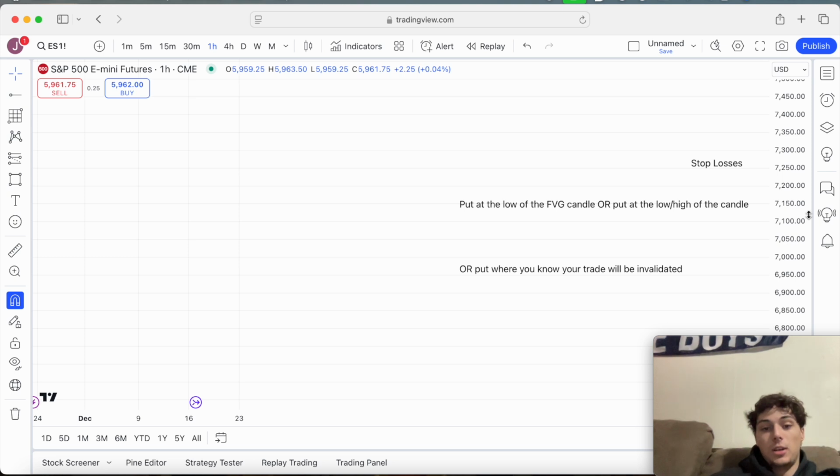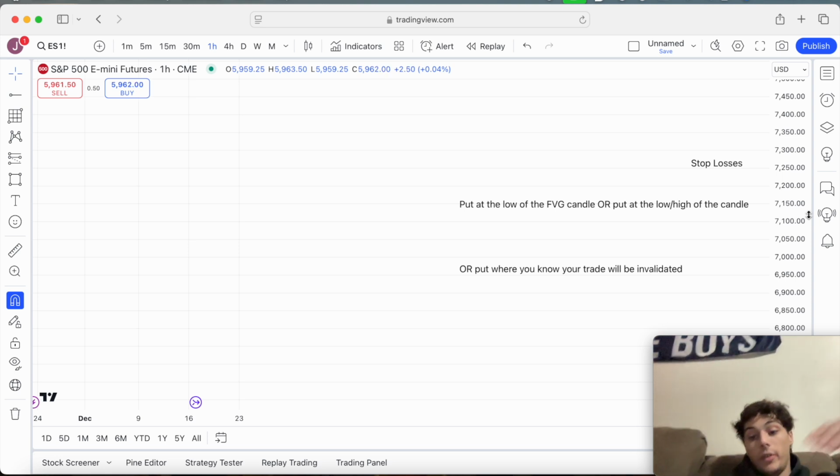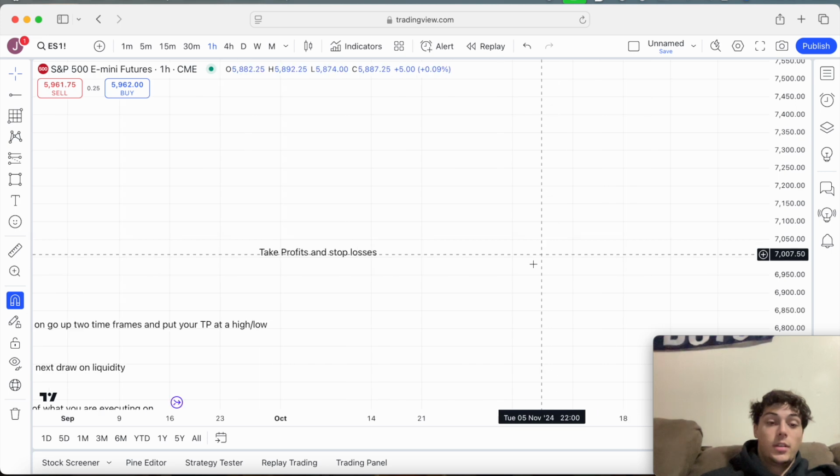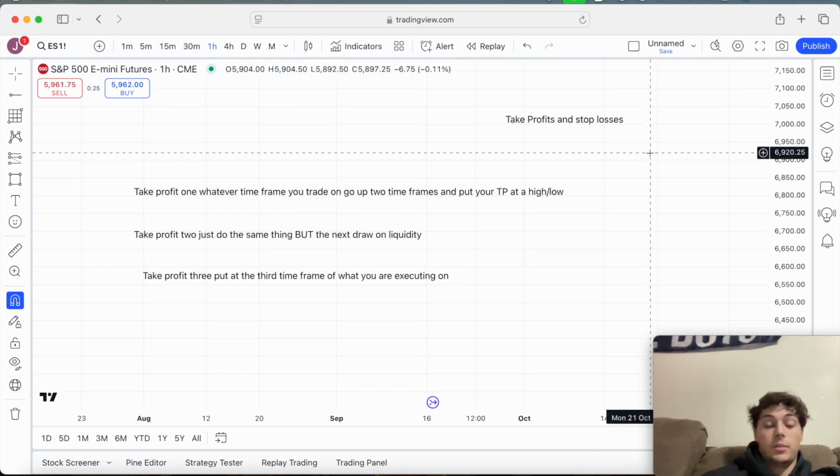So going back to stop losses, put it at the low of the fair value gap candle or the high of the fair value gap candle, depending if you're buy or sell. Or put it at the high or low of the candle if you get it off a break of structure, equilibrium, just stuff like that. Or put it where your trade's going to get invalidated if this confused you too much. And then take profits. Take profit 1, we talked about this. 2, we talked about. 3, we talked about. Just listen to this, and you guys are going to be taking better trades, more quality trades.